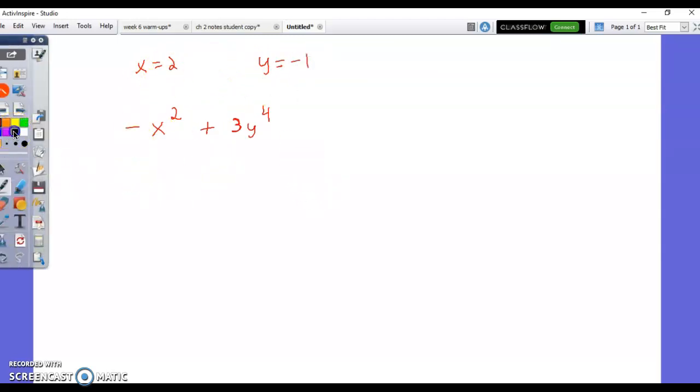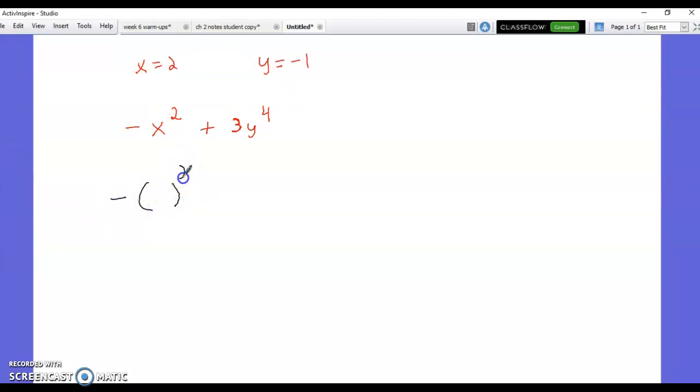All right, so how am I going to input this? Let's do exactly what we did before. I'm going to say negative, and then in parentheses, whatever x is, and then that square goes outside, plus 3, and then my y, I don't know what it is, I'm putting parentheses, and that 4 on the outside. We got to make sure when we're inputting this, the exponent stays on the outside. All right, so now we can go in and type in whatever we had for x. So in this case, it's 2, and this would be -1.